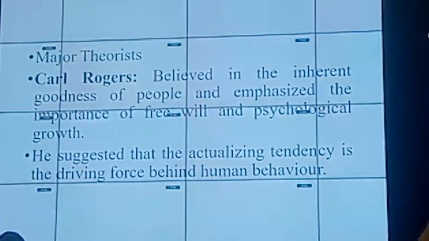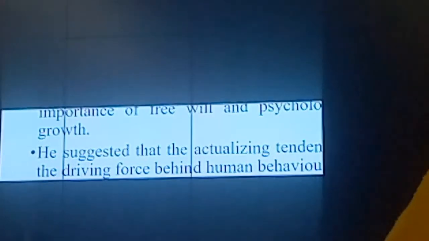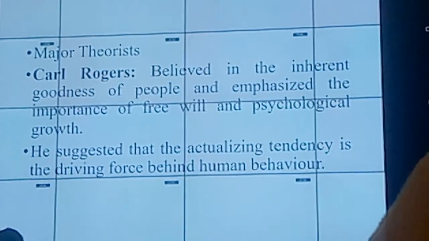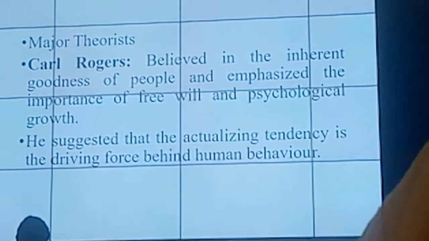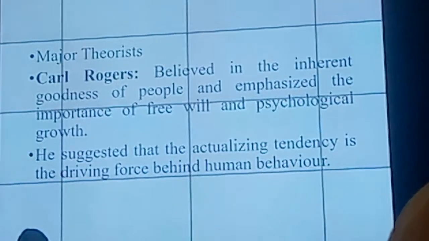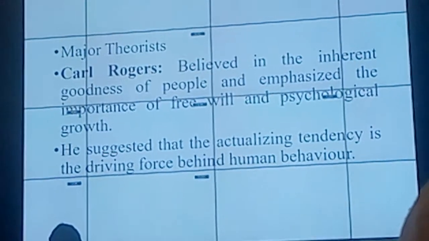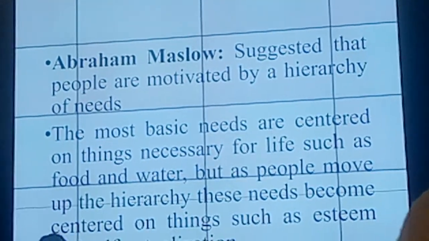He's one of the theorists. He believes in the inherent goodness, that all people are good. There's something in them that is good. Even those criminals that you're looking at, those who are actually killing others, you can see there's a certain trait in them that you can deduce from them. That's why he believed in inherent what? Goodness of people, and emphasized the importance of free will and psychological growth. He suggests that self-actualization is the driving force behind human behavior. To achieve certain things, you need to have that drive in you, which we can see from Abraham Maslow.